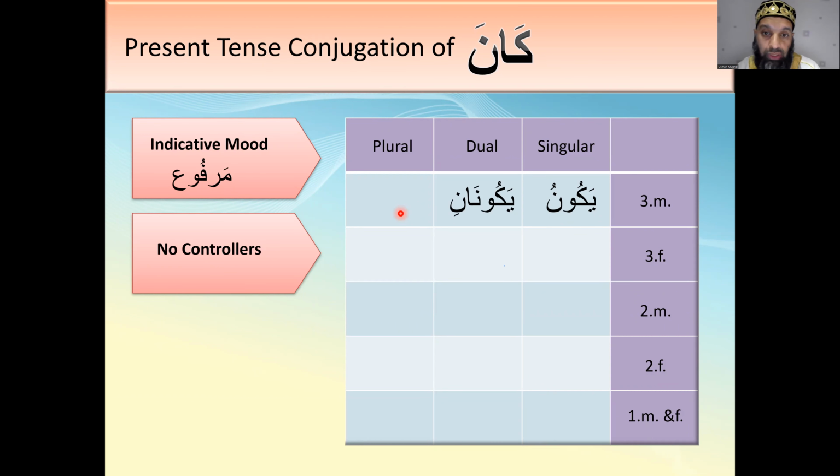Good. Yakununa. So yaktubuna, yakuluna, yakununa. So this is very similar to the qala verb. Yakununa. What about this one? This one was taqulu. What do you think this is going to be here? Takunu. Yeah. Takunu.